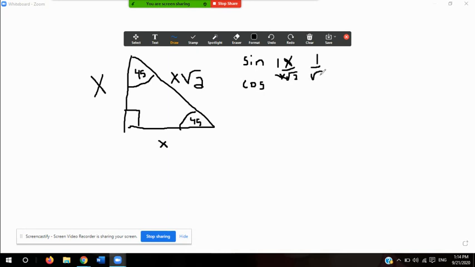But I have to rationalize my denominator. So that means I have to multiply this by the square root of 2 and the square root of 2. So guys, what's going to happen is that the square root of 2 times the square root of 2 is going to be the square root of 4.